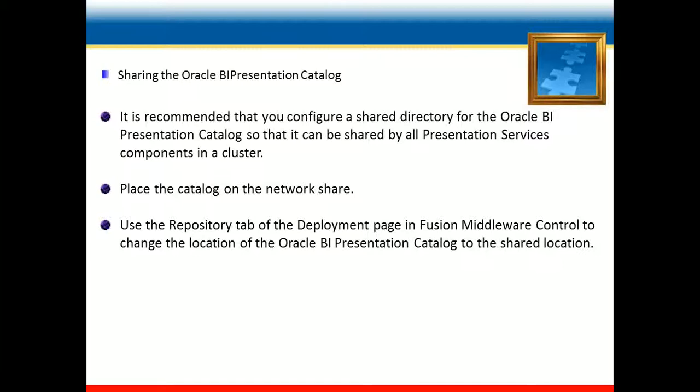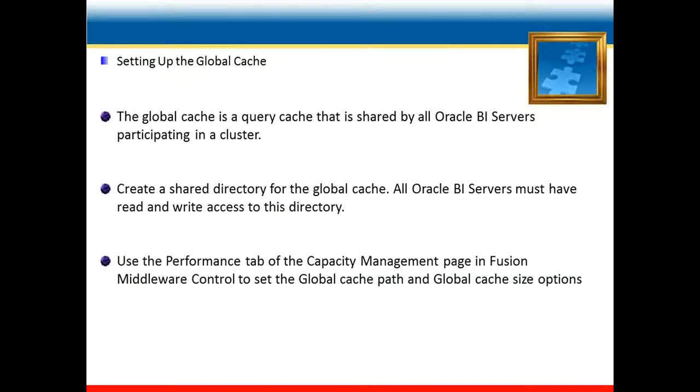And then use this repository. We can do this procedure by logging in to Fusion Middleware Control under the Repository tab, and going to the Deployment tab page. Next, we have to change the location for the Oracle BI presentation catalog to the shared location where we already keep the BI presentation catalog. So we can share the presentation services components in a cluster.